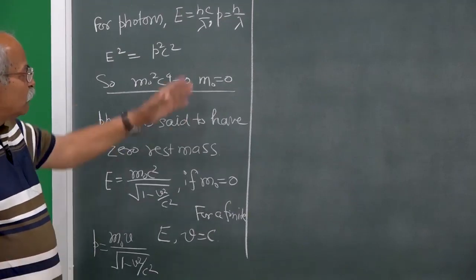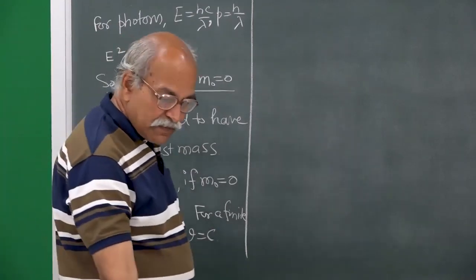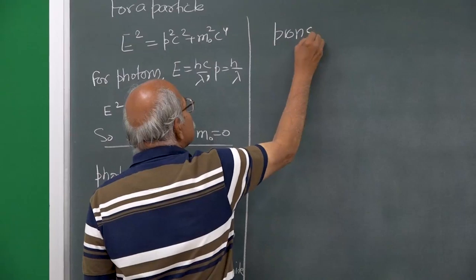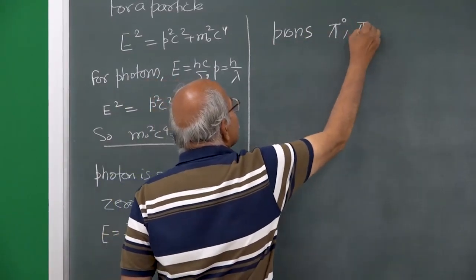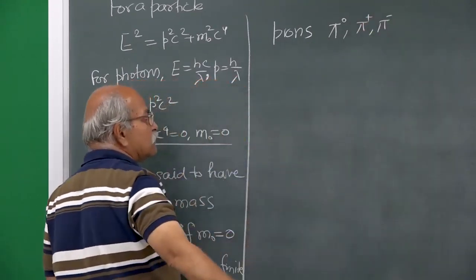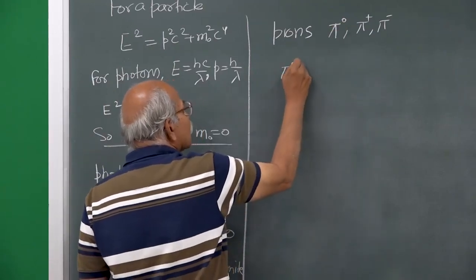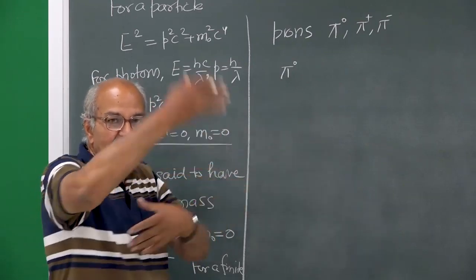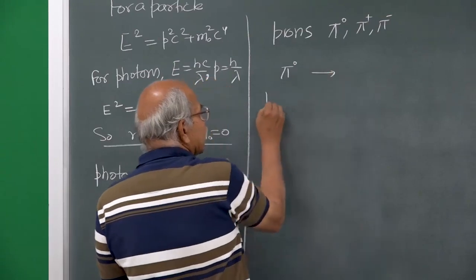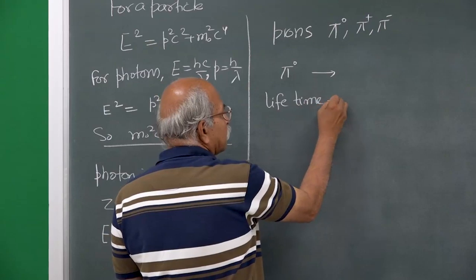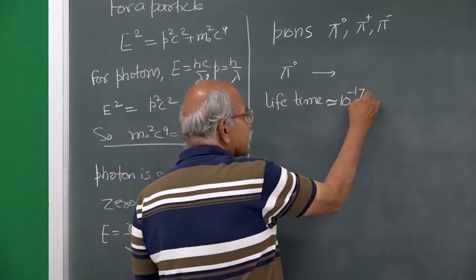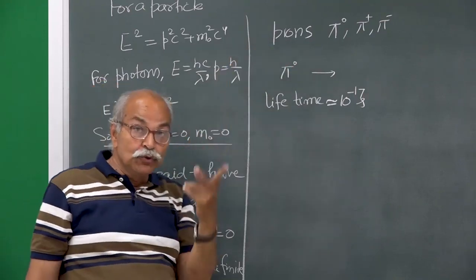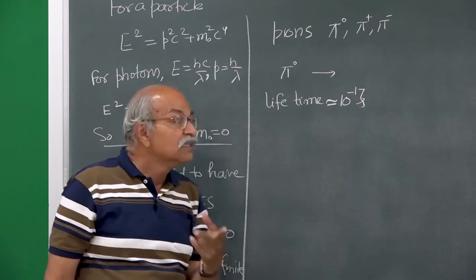Now, let me do a problem involving the photon before I close, and the problem is on the pi meson. There are particles called pions or pi mesons, of 3 kinds. One is neutral, one has positive charge, and one has negative charge, and my problem is with the neutral pion. This neutral pion is a very unstable particle. If you produce it in some collision, its lifetime is of the order of 10 power minus 17 seconds. In that time, it decays to 2 gamma photons, gamma plus gamma.